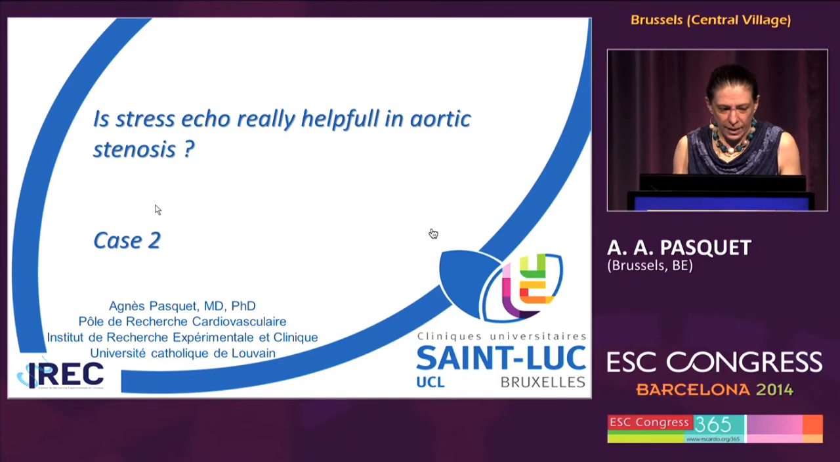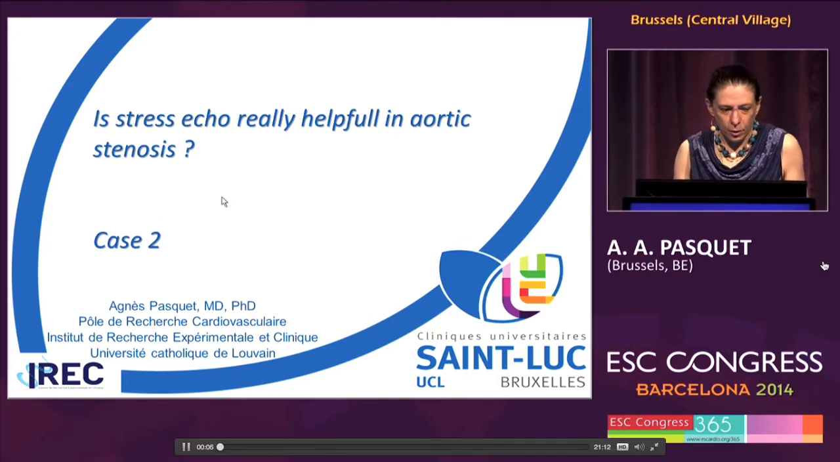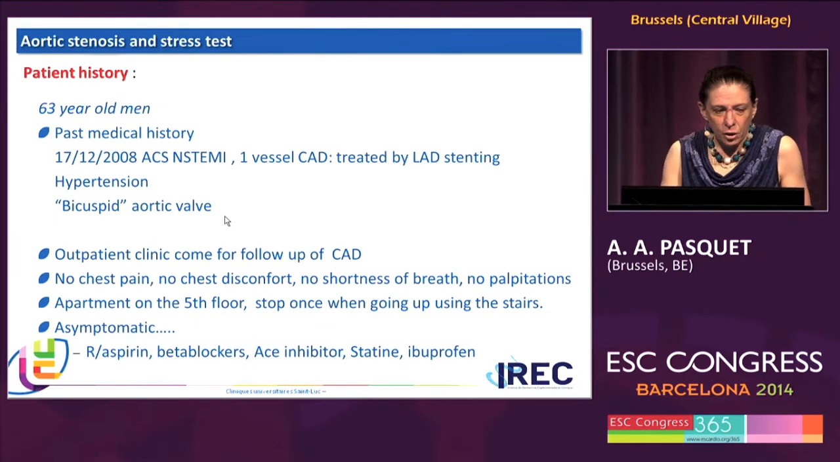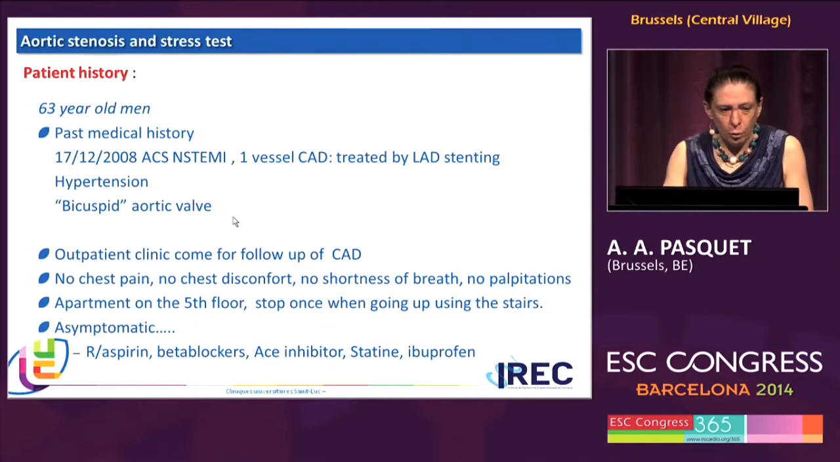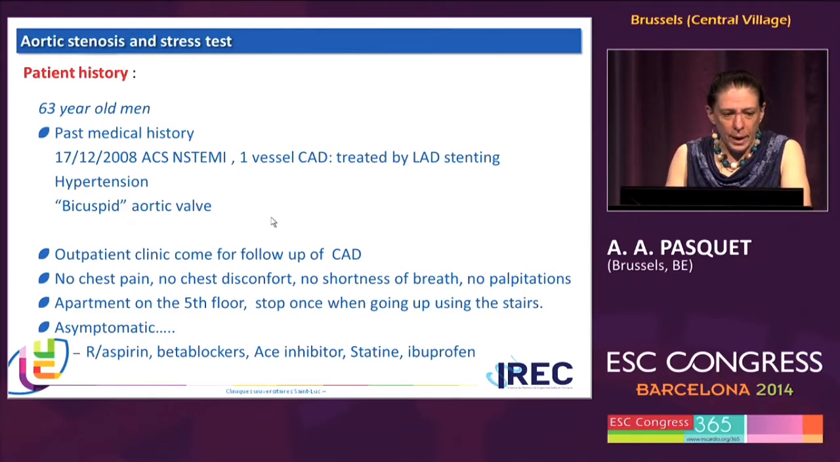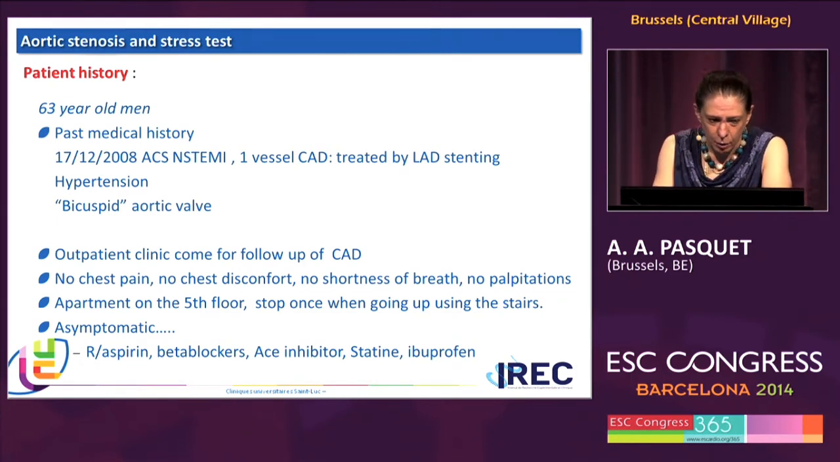Jean-Luc, it's my task to discuss with you the case of an asymptomatic patient. I will first present you the history of this patient. It's a 63-year-old man with a past medical history of an acute coronary syndrome a few years ago. It was one-vessel coronary artery disease treated by stenting of the left anterior descending coronary.